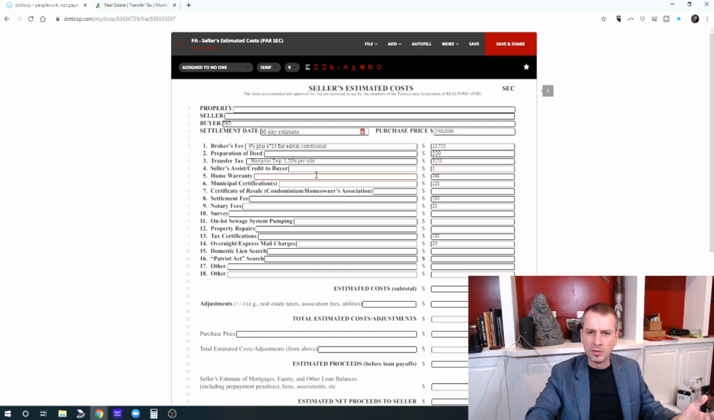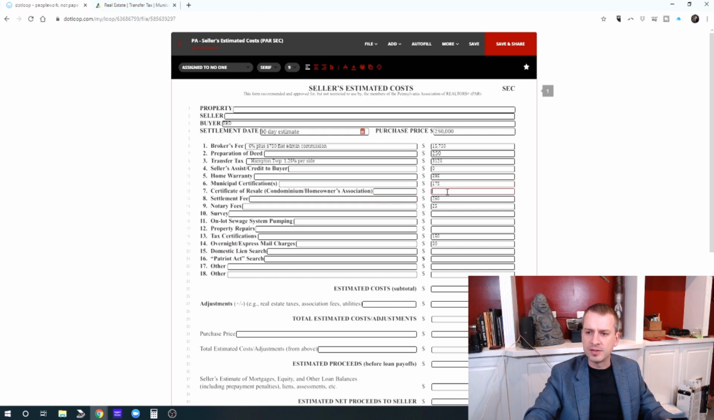Home warranty. Whatever home warranty company you're suggesting, you should put their cost in here. Municipal certifications, I think we're actually up to 175 for those. We're going to pop those in here. This is a rough estimate. Every municipality has different costs for this stuff, but this is going to be pretty close.